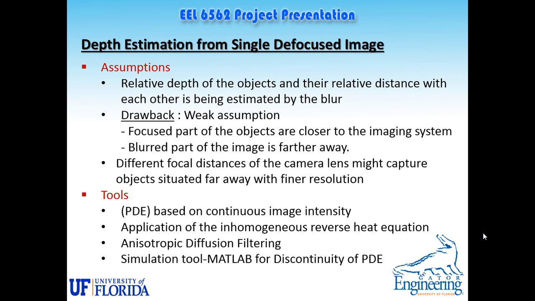First of all, the depth estimation from single defocused image. The assumption that is being taken for measuring the depth from a single image is that the relative depth of the objects and the relative distance with each other is estimated by the blur. The drawback is this is a really weak assumption because we assume that the focused part of the objects is closer to the imaging system and the blurred part of the image is farther away.